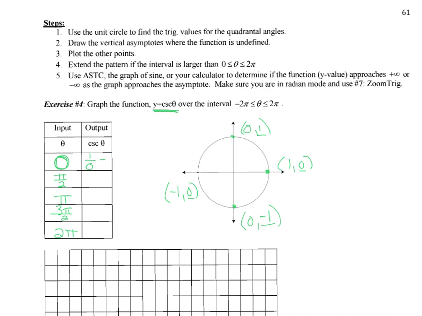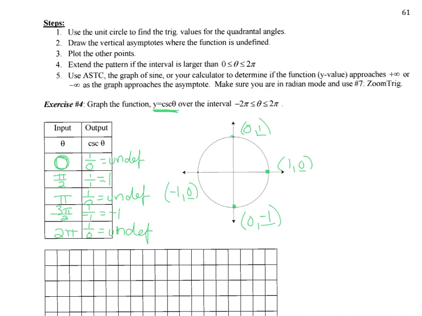1 over 0 is undefined. 1 over 1 is 1. 1 over 0 again is undefined. And then 1 over negative 1 is negative 1, and 1 over 0 is undefined. As I said, I explained that a little more on the last page if you need to go back. So we're going to move down and start to look at a graph.